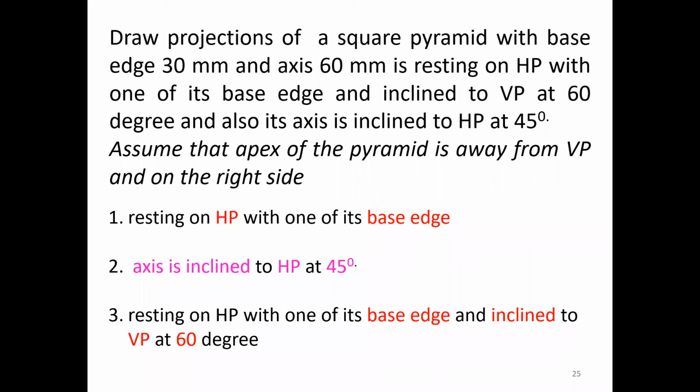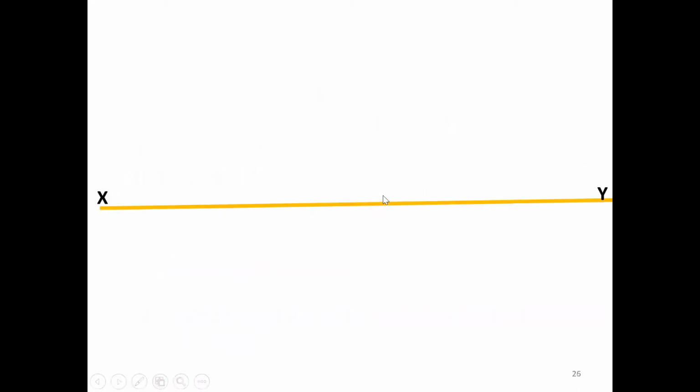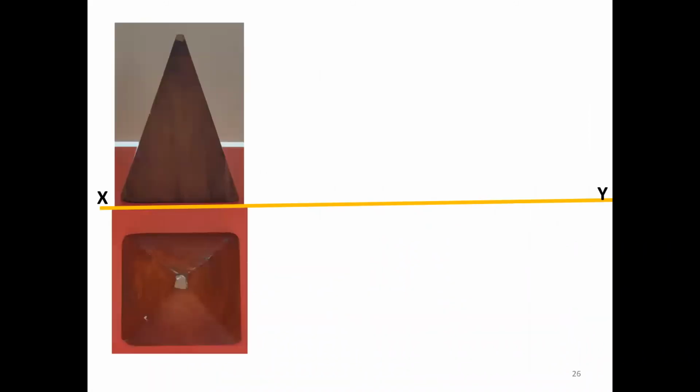Let us once again go through the problem and how the solid is oriented. First, we are creating a reference line XY. This is the simple position when the solid is on the horizontal plane with the square base and the corresponding front view. These are the namings in the top view. And in the front view, the axis of the solid is perpendicular to the HP and parallel to VP.